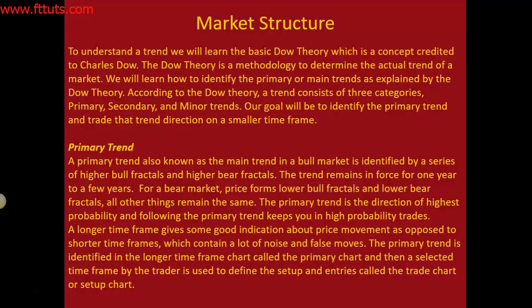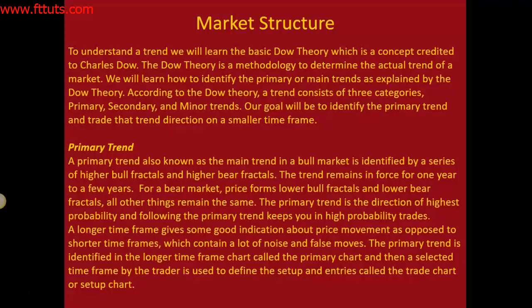So the primary trend, also known as the main trend, in a bull market is identified by a series of higher bull fractals and higher bear fractals. The trend remains in force for a year to a few years. For a bear market, price forms lower bull fractals and lower bear fractals. All other things remain the same. So the primary trend is the direction of highest probability, and following the primary trend keeps you in high probability trades.